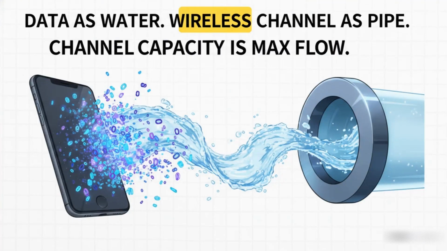Now, this can all sound a bit abstract, I get it. So to make it super intuitive, we're going to use an analogy that we'll stick with for this whole explainer. It's simple, but it's really powerful. Just imagine that all the data you want to send, your movie, your video call, is water, and the wireless channel it's traveling through, that's a pipe. So what's the channel capacity? Easy. It's the maximum amount of water you can possibly shove through that pipe at any given time. That's it. Keep this water and pipe idea in your head because it's going to be our guide as we start to tackle the more complicated stuff.